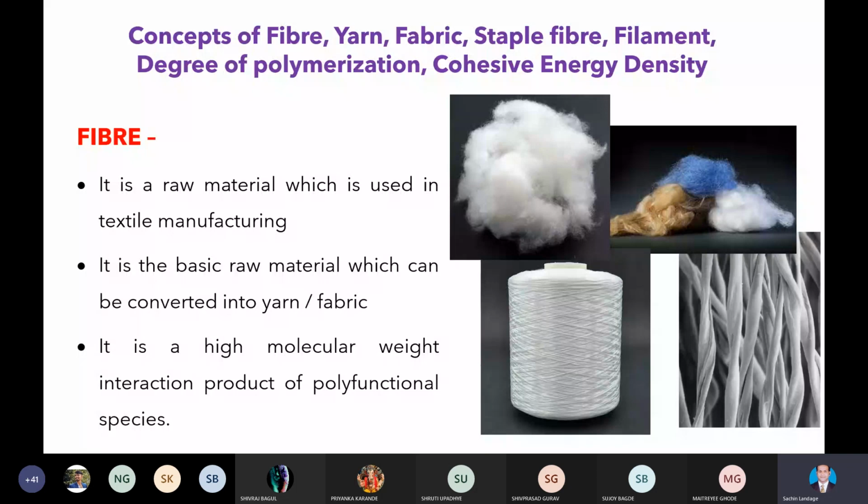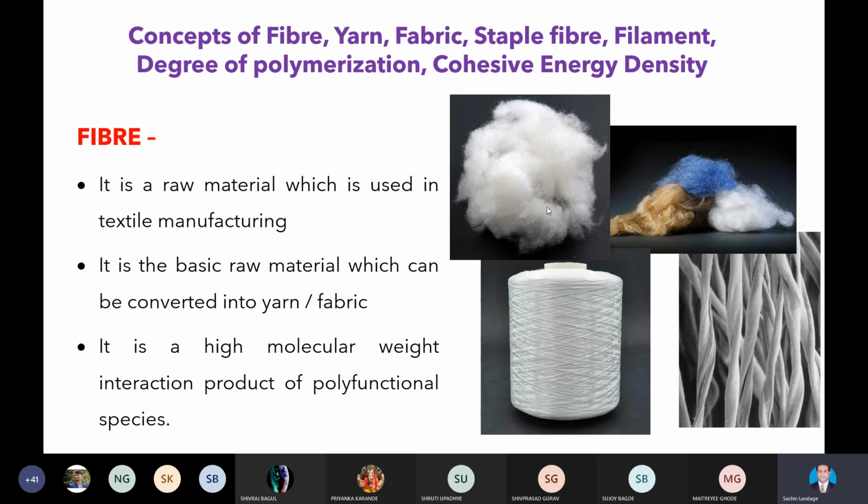So directly, fibers we can convert to the yarn form. Whatever the fibers are there, we can have natural fibers, regenerated, or synthetic fibers, or we can have the fiber in filament form also. See, there are two types of fibers: one is a short fiber and another is a continuous filament. Can you see the pictures over here? These two are fibers, and these are filaments.